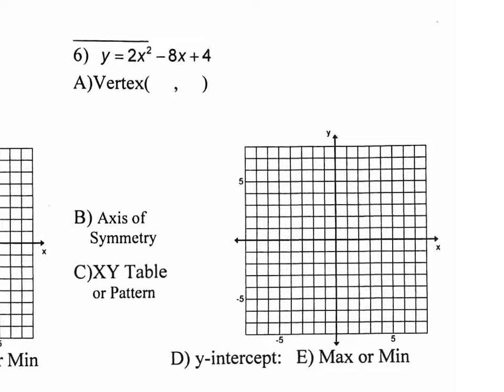I picked number 6 because the a value is not 1, so we have to modify that pattern. And of course, you could use an XY table, but I want to modify the pattern. Anyways, let's find the vertex. Let's first start by writing the vertex formula.